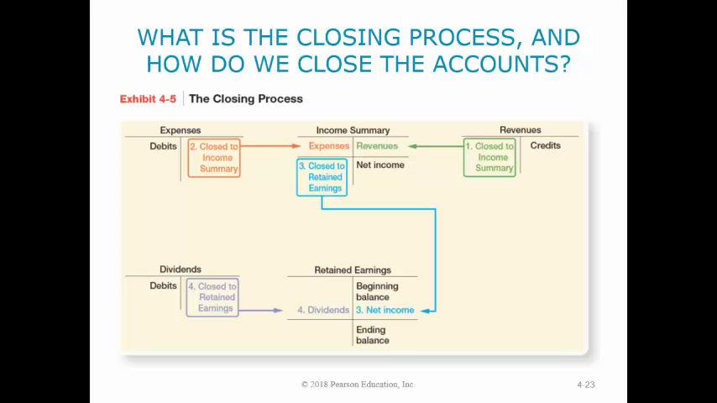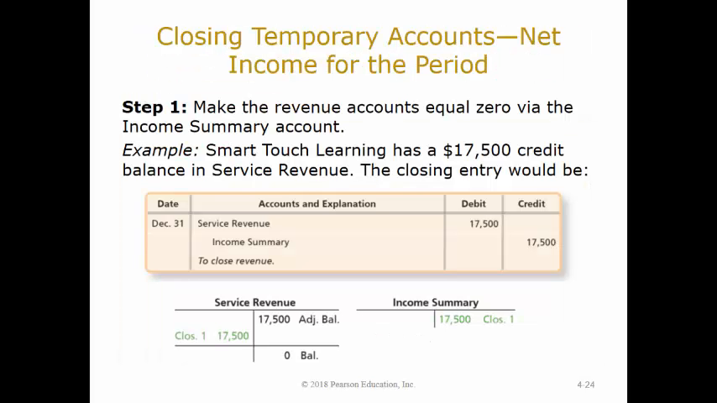The dividends account has a debit balance and is closed with a credit entry equal to the balance in the account. The matching debit is entered into the retained earnings account. In the case of Smart Touch Learning, the service revenue account showed a credit balance of $17,500. A closing entry is prepared to debit service revenue for $17,500 and to credit income summary for $17,500.